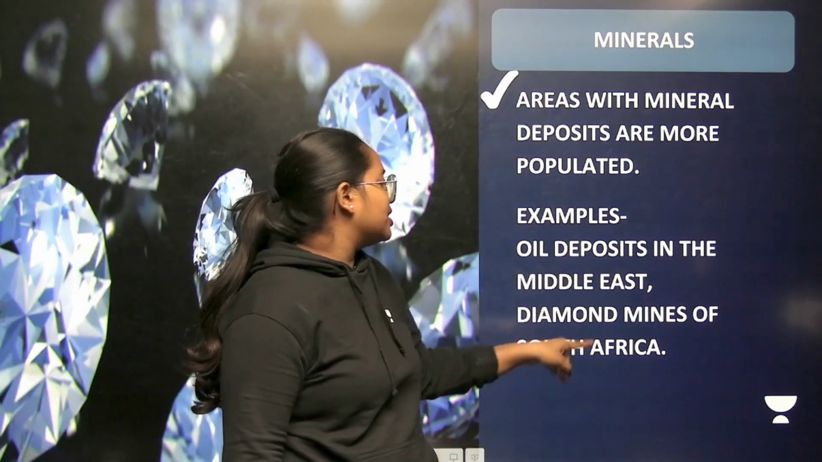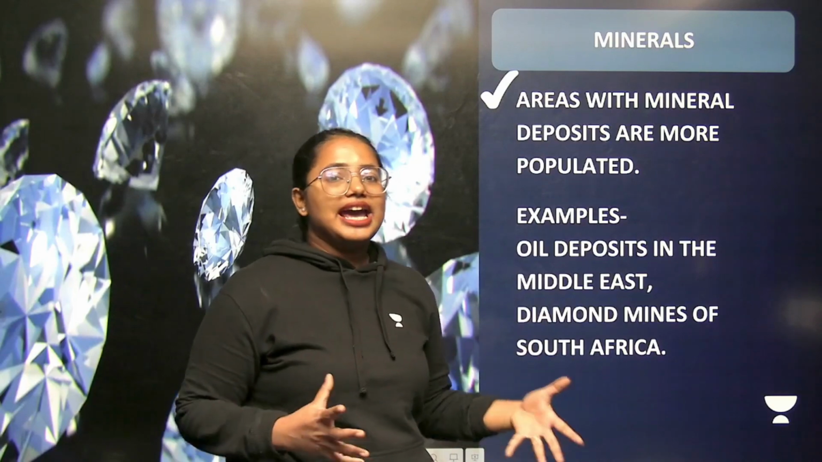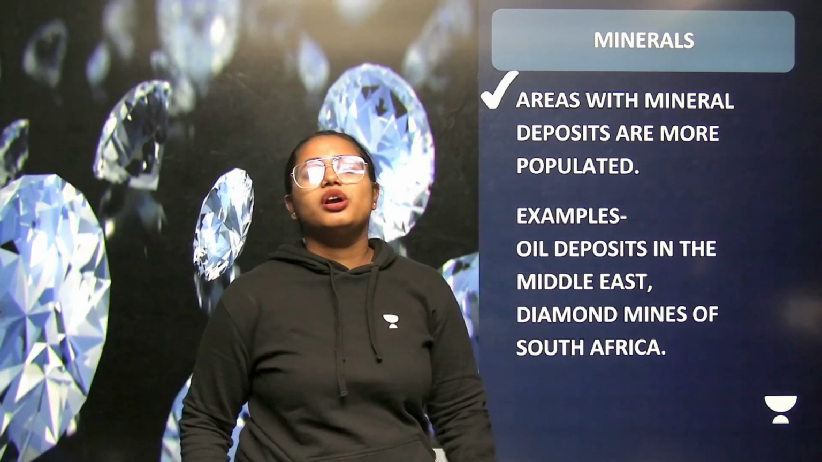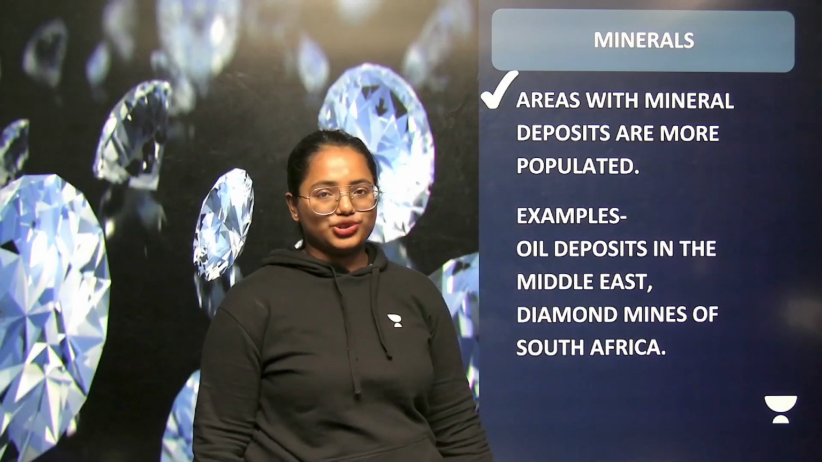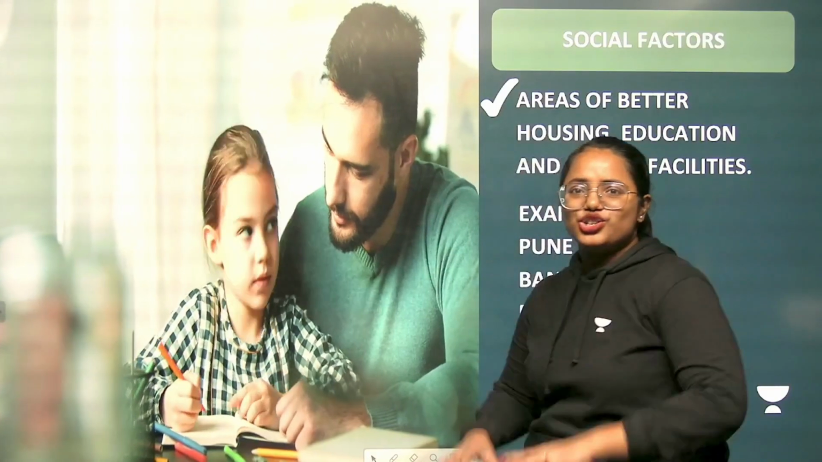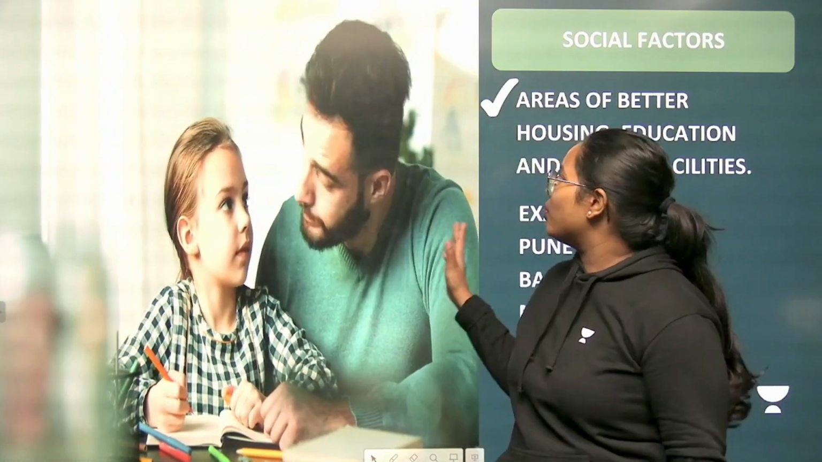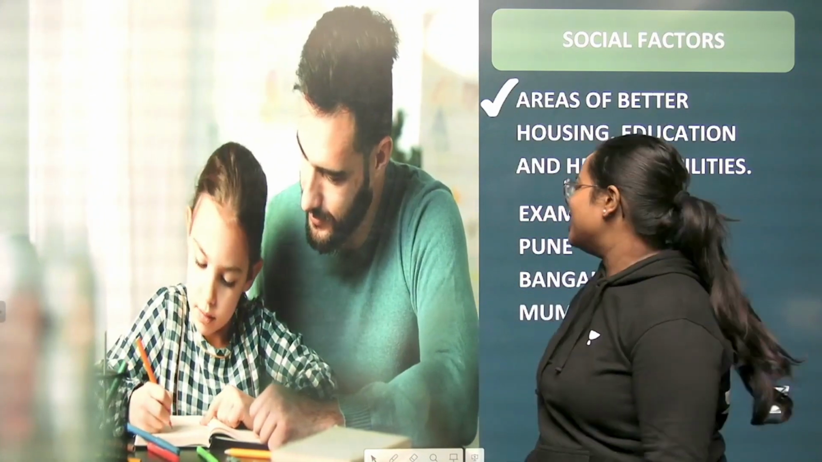So what are the examples? Oil deposits in the Middle East, diamond mines of South Africa. These are the areas where you can find mineral deposits. So this could be a reason for more population in these kinds of areas too. What about social factors? Geographical factors are covered here, but what about social factors? Let's have a look into it.